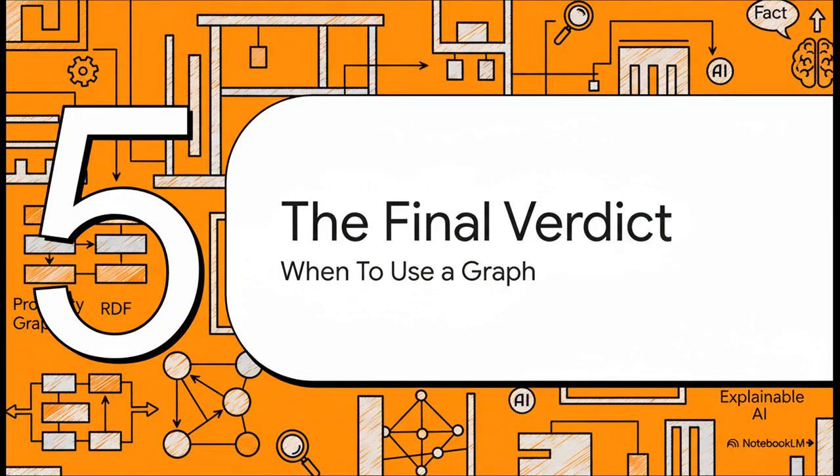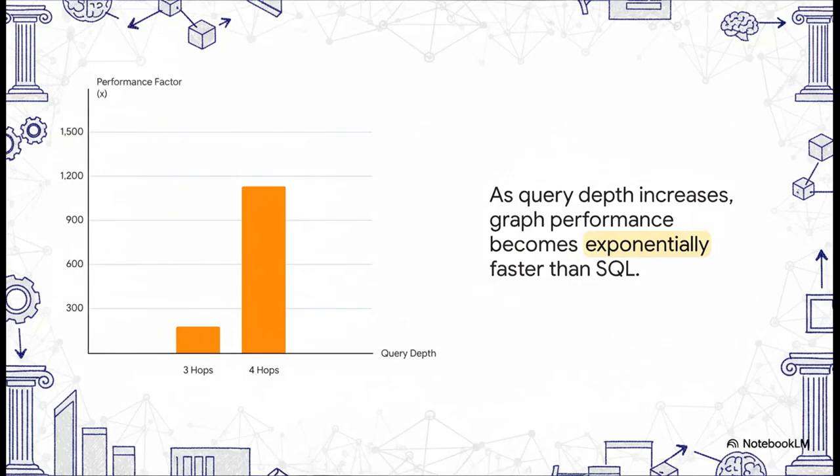Okay, wow, we have covered a ton of ground here, from the deep architectural divides to AI workflows, so let's boil it all down. Let's get to the final verdict. When do you, the architect, pull the trigger and say, yes, a graph is what we need? A lot of the time, the answer is just plain and simple performance.